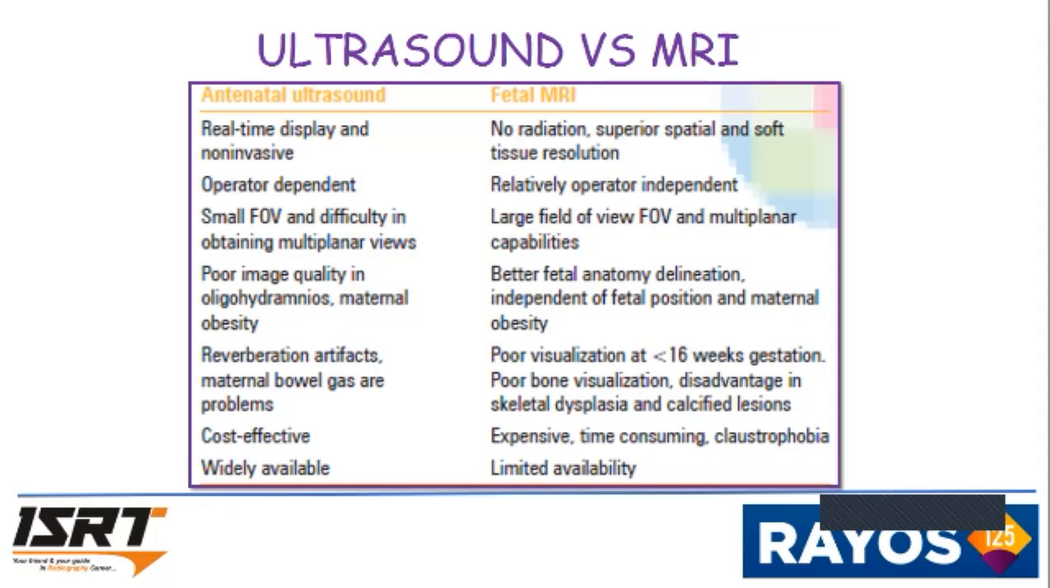MRI disadvantages: reverberation artifacts and maternal bowel gas are the problem for ultrasound. There is poor visualization below 16 weeks gestation. And ultrasound is cost effective and less time consuming, whereas fetal MRI is expensive and time consuming, and also difficult for claustrophobic patients.